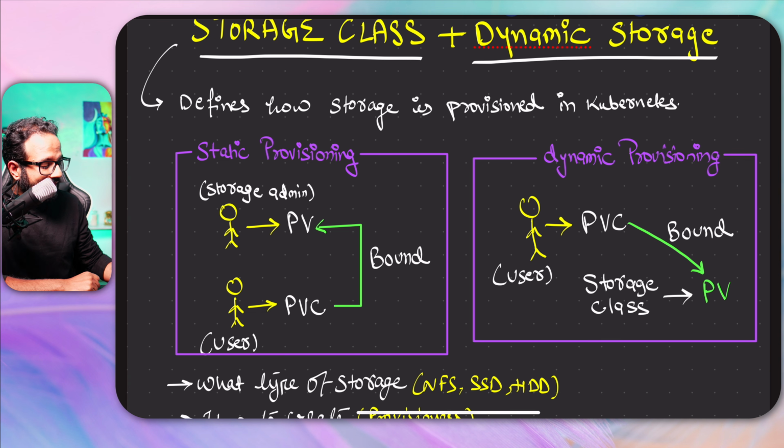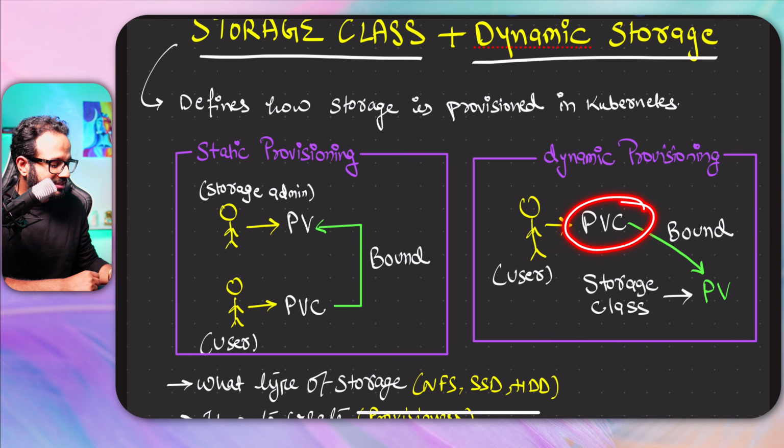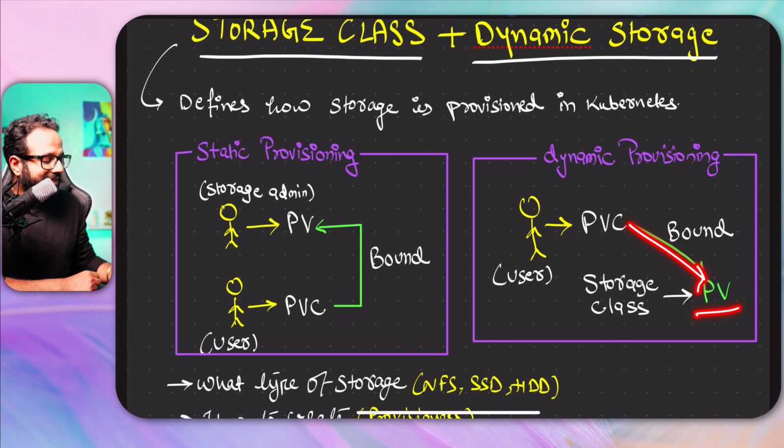Now we have dynamic provisioning as well, in which we don't have to create the persistent volume. You create the persistent volume claim, give the storage class reference in the persistent volume claim, and then once the user requests a persistent volume claim, a PV will be created and it will be bound to the PVC.